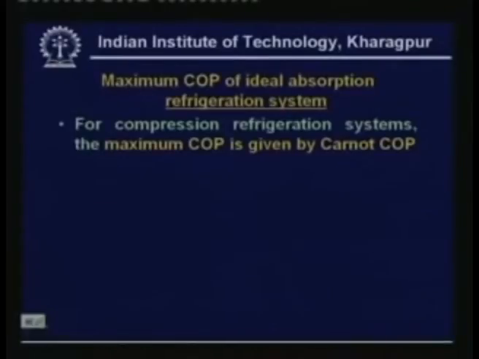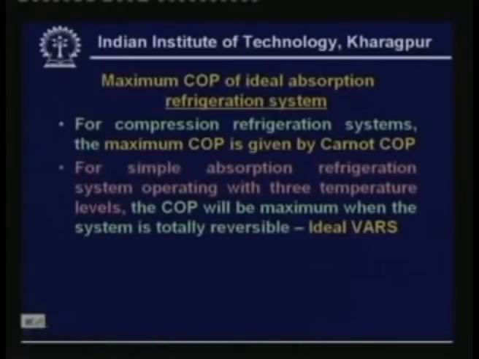So, as I said, for a compression refrigeration system, the maximum COP is given by the Carnot COP, which is simply TE divided by TC minus TE, where TE and TC are evaporator and condenser temperatures. However, in a simple absorption refrigeration system, we have 3 temperatures. So, when you have 3 temperature levels, how do you get the maximum COP? One thing is for sure: the COP will be maximum when the system is totally reversible, that is, an ideal vapor absorption refrigeration system that is reversible internally as well as externally.